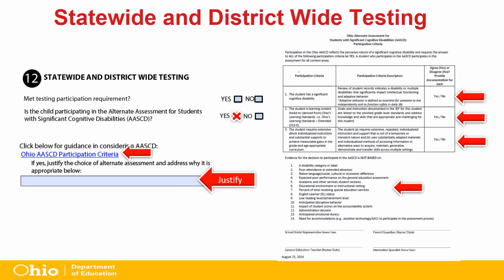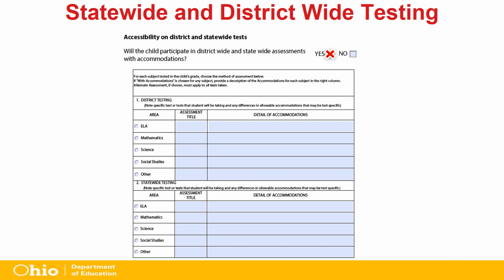All signatures, including district representatives, parents, guardians, general education teachers, and intervention specialists should be included. This documentation should accompany every IEP and should be discussed amongst the team whenever participation for alternate assessment is being considered. In the case where students will be participating in district and statewide assessments with accommodations, each accommodation will be specific and correspond with each test subject area.